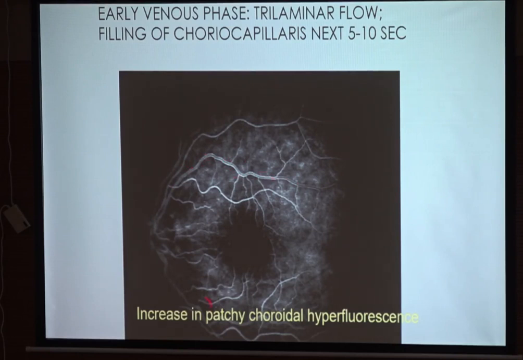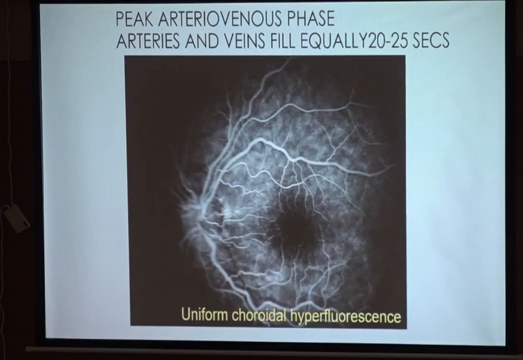Once you look at that, you need not look at the time frame. You would just say it's the early venous phase. And then there's increase in patchy choroidal hyperfluorescence here. Peak arteriovenous phase is when the artery and veins both are equally filled, and you have the choroidal vessels. There's a uniform choroidal hyperfluorescence for the choroidal vessels. But mind it, fluorescein angiography gives us the retinal vasculature information. We hardly get any information about the choroidal vasculature in this.